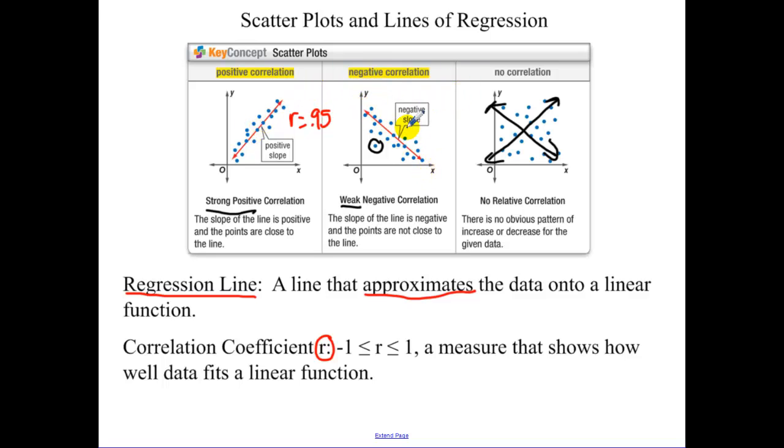Versus here, when we have a negative sloping line, our R would be negative. That tells us our slope is negative. And they don't fit as close. I bet you that one would probably be about -0.75. And then here our R, when it's no correlation, would be close to 0. So I bet you it'd be something like 0.1. So just some vocab for our scatter plots and lines of regression.